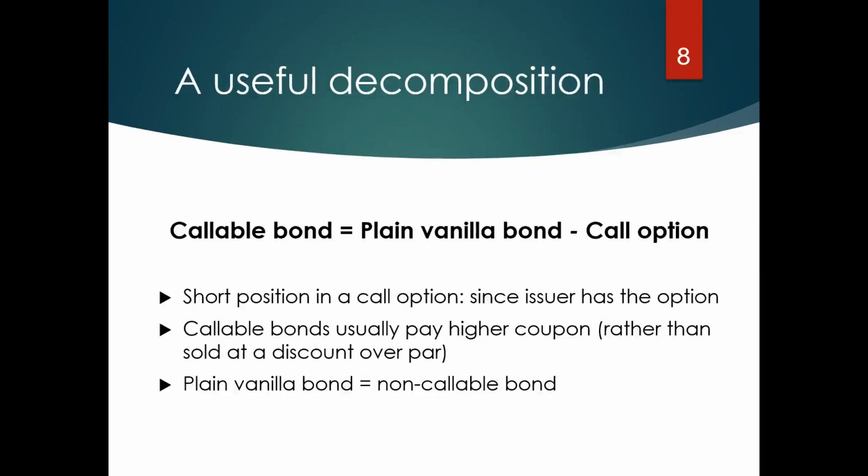So we saw that a callable bond is basically a plain vanilla bond minus a call option. This call option is the short position that you gave to the issuer of the bond so that he can call the bond. Callable bonds usually pay higher coupons. In principle, given these two bonds, the callable bond should have a lower price than the plain vanilla bond, since you're subtracting the value of a call option. What they do instead of making them have a lower price is make them pay a higher coupon so that they look more attractive to the public.